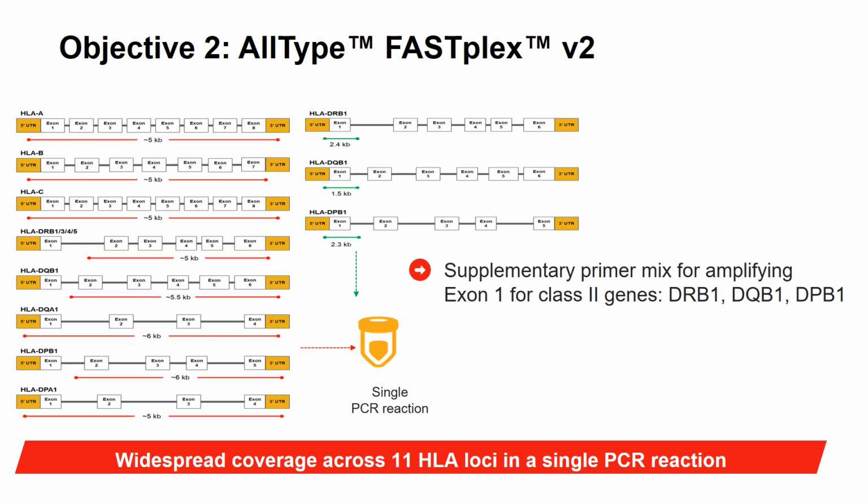Although these previous two limitations had negligible impact on the quality of the run, One Lambda fixed these in our AllType FASTplex version 2. So FASTplex version 2 comes with a supplementary primer mix for amplifying exon 1 for class 2 genes, DRB1, DQB1, and DPB1. So all this list of alleles that I mentioned earlier that were not able to be resolved using the AllType version 1 are now being resolved.